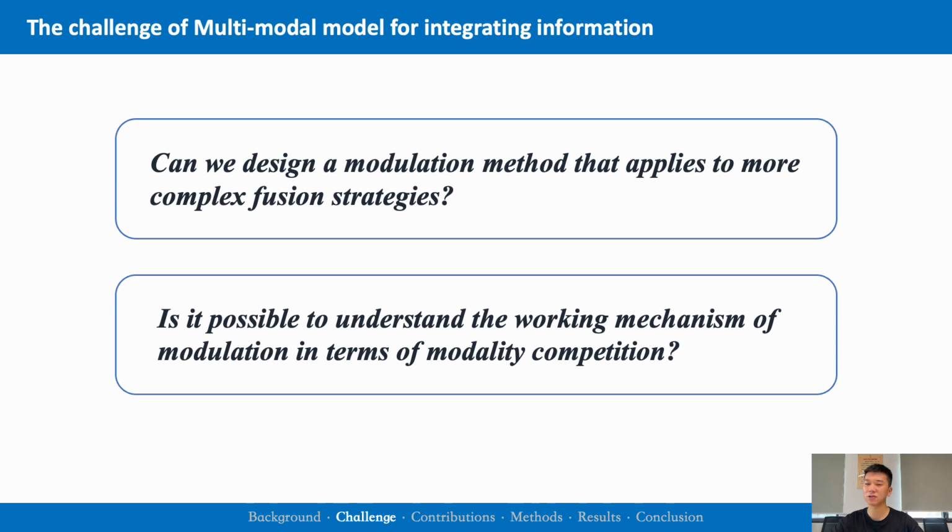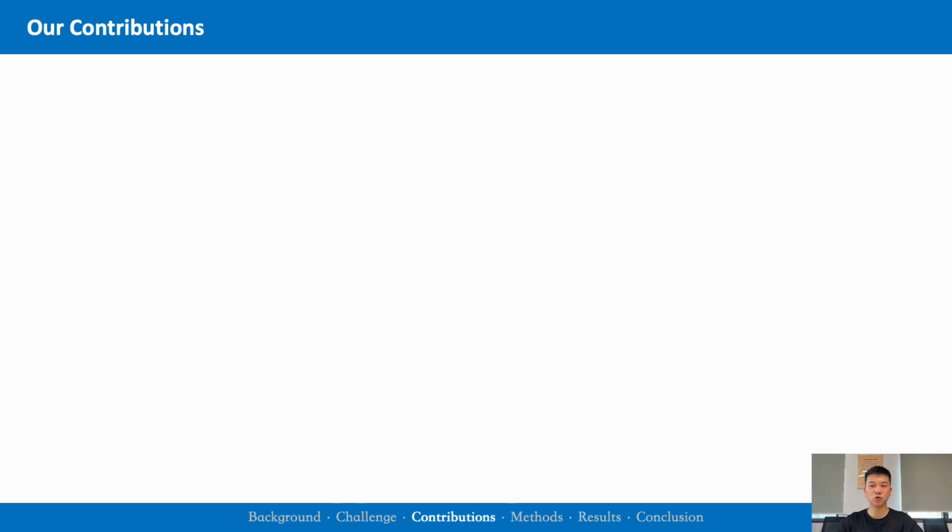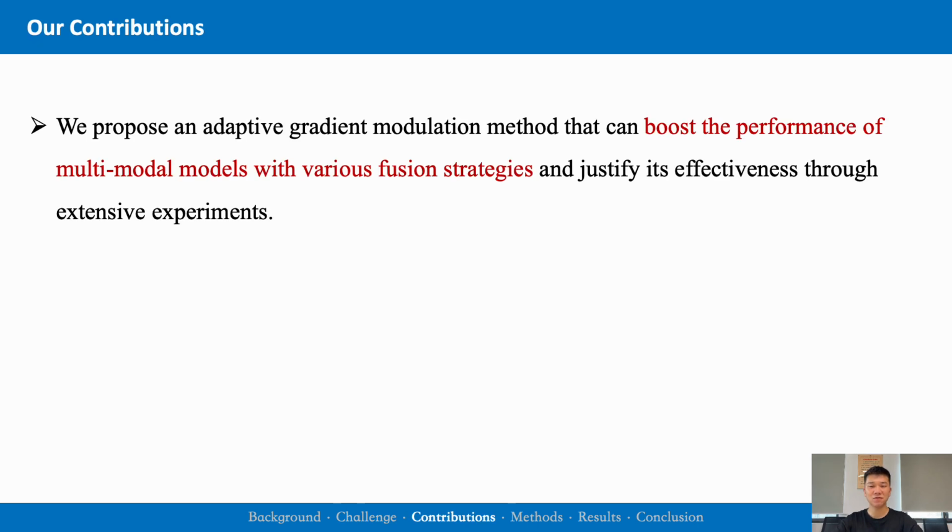However, those methods are largely limited to late fusion cases and cannot be generalized to more complicated model architectures. It is natural to ask: can we design a modulation method that applies to more complex fusion structures? Furthermore, is it possible to understand the working mechanism of the modulation in terms of modality competition? To address these two challenges, we first draw inspiration from game theory and propose an adaptive gradient modulation method that can boost the performance of multimodal models with various fusion structures, different modality types, and different model architectures.